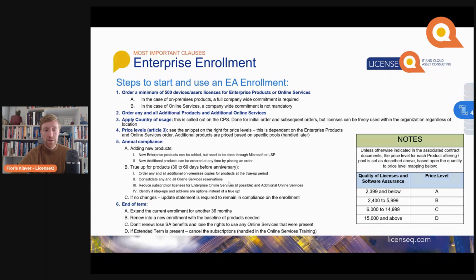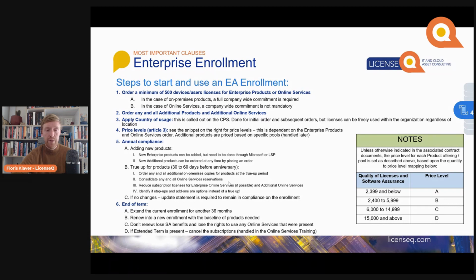Step 5, annual compliance. So when you've set up your enterprise enrollment, then you have your annual compliance, where you have to add new products. If you're adding new enterprise products, you need to do this through Microsoft or your LSP, or if you're adding new additional products, you can order this at any time by placing an order, or in case of cloud subscriptions, reserving the licenses. For products that you have taken into account in your initial order, you have to do a true-up, and you have to do this 30 to 60 days before your anniversary.